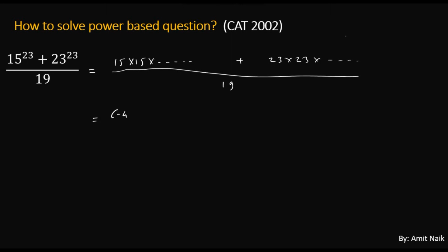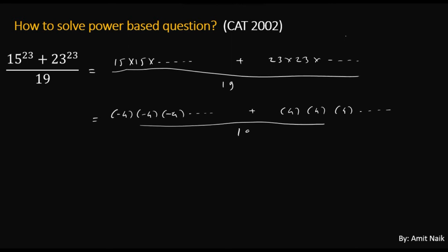So this is going to be minus 4 minus 4 minus 4, total 23 times, plus here 23 divided by 19, the remainder is plus 4. So this is plus 4 plus 4 plus 4, total 23 times, and the whole divided by 19. That is the reason why I preferred minus 4 in the first case. Now this means it is going to be minus 4 multiplied 23 times, plus 4 multiplied 23 times, whole divided by 19.